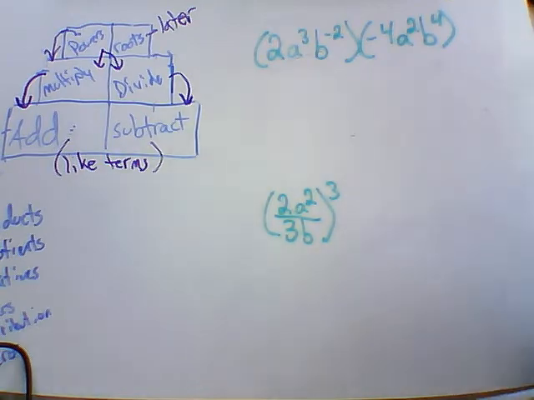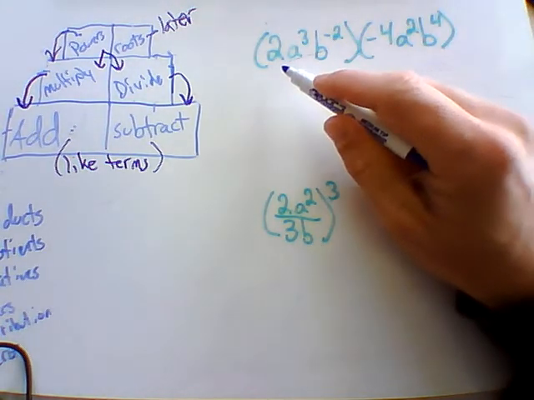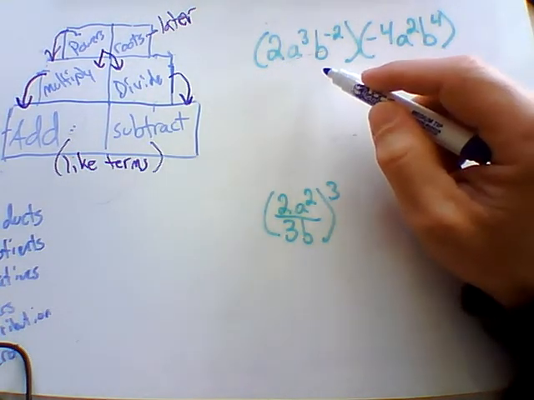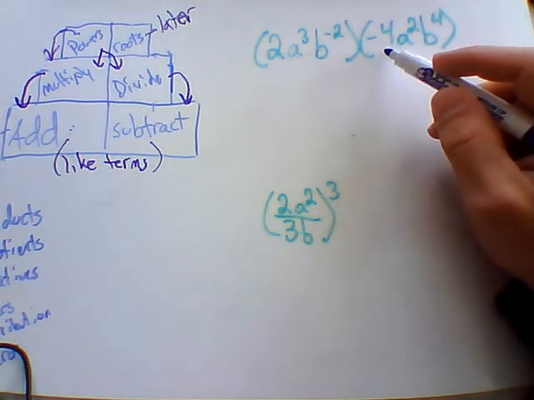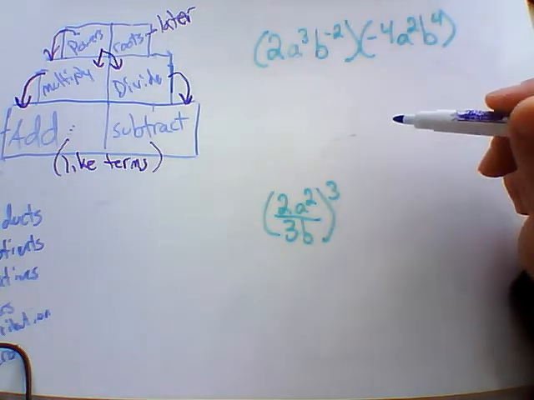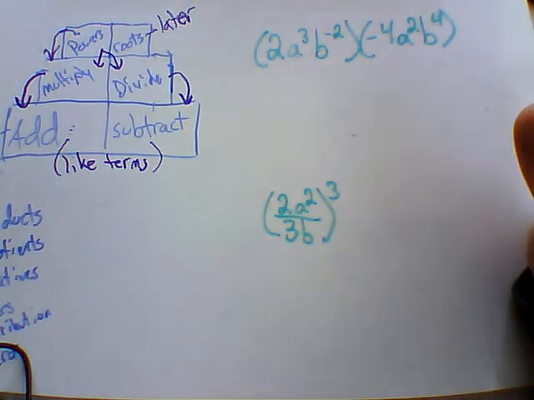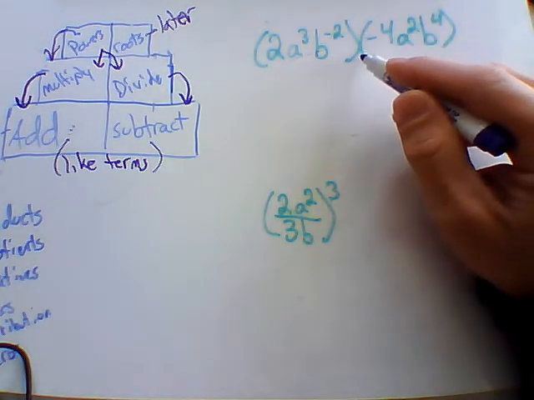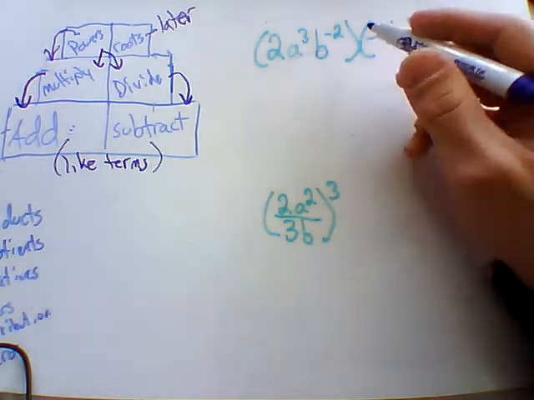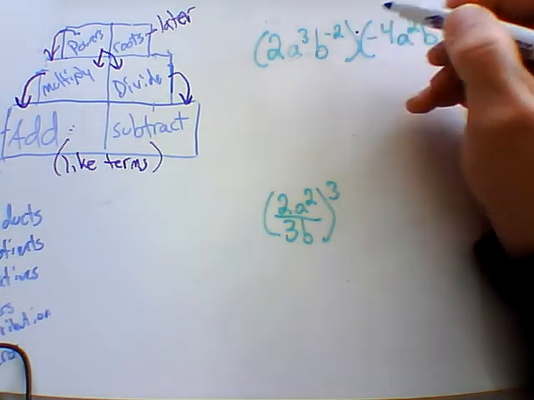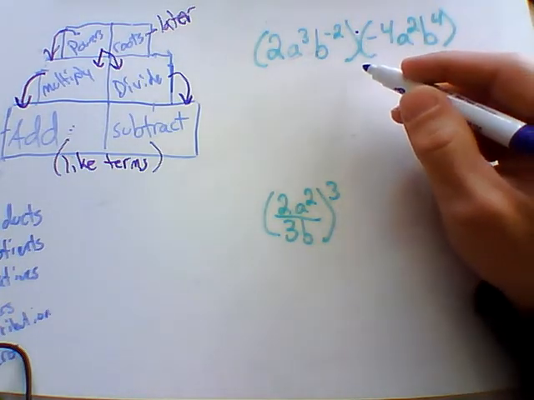All right, so first I have this guy: 2a cubed times b to the negative second, all in parentheses, times negative 4a squared b to the fourth. Don't let the ugliness fool you. I have these guys being protected by the force fields that are parentheses. In between them is multiplication.